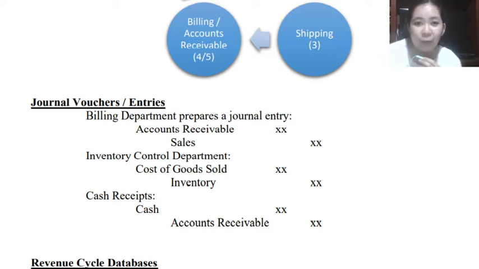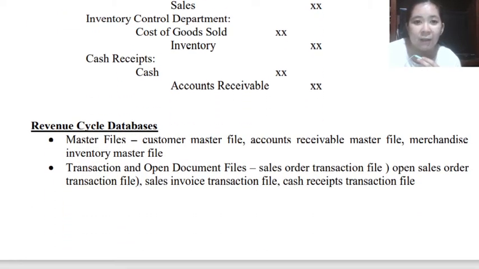Okay, and of course, our next entry will be during the receipt of the payment of the buyer. So we will debit cash and credit accounts receivable. So those are the pertinent journal entries related to our revenue cycle.